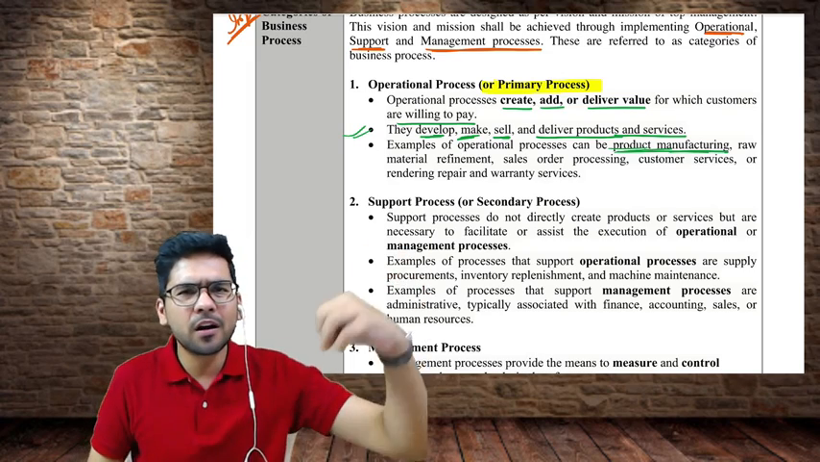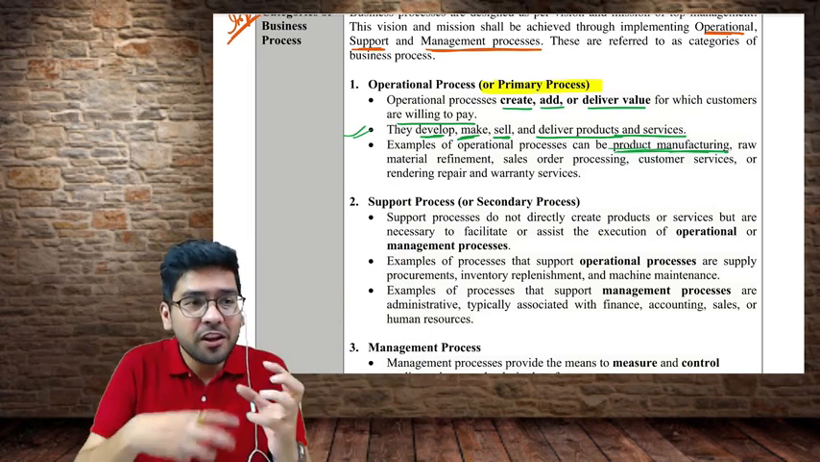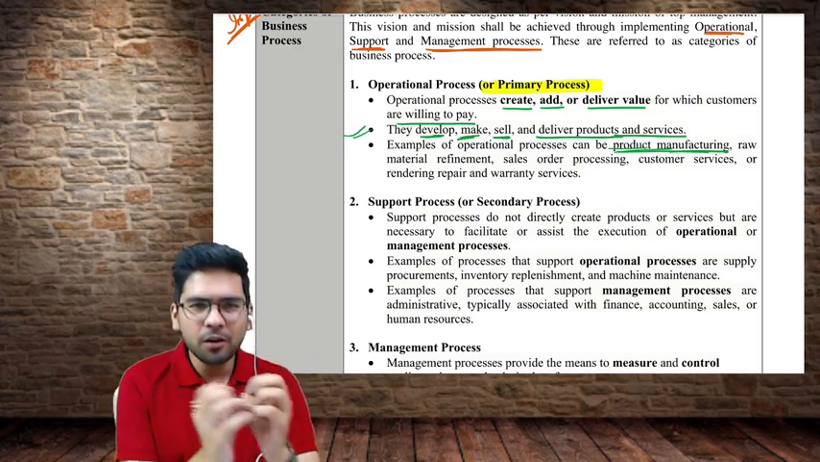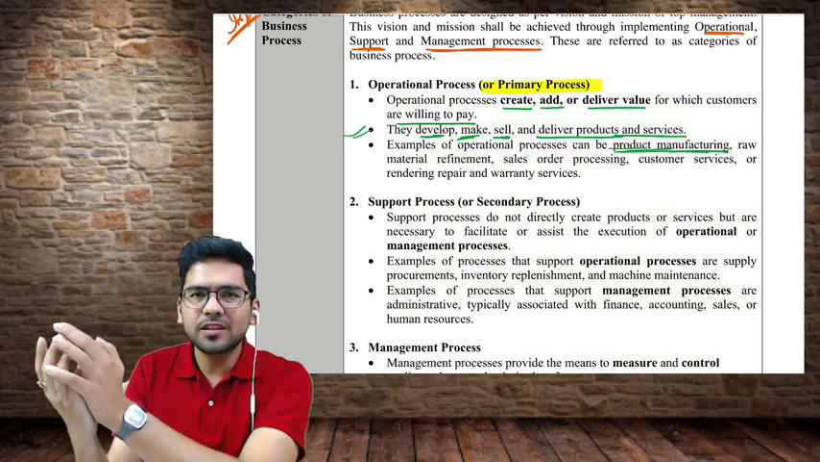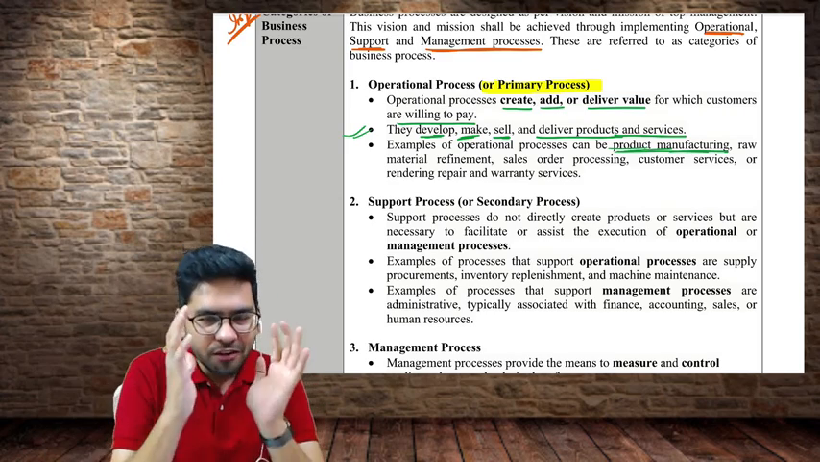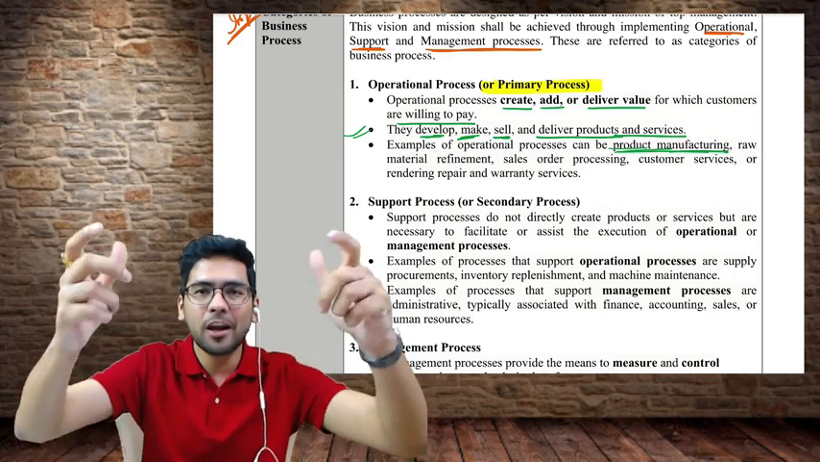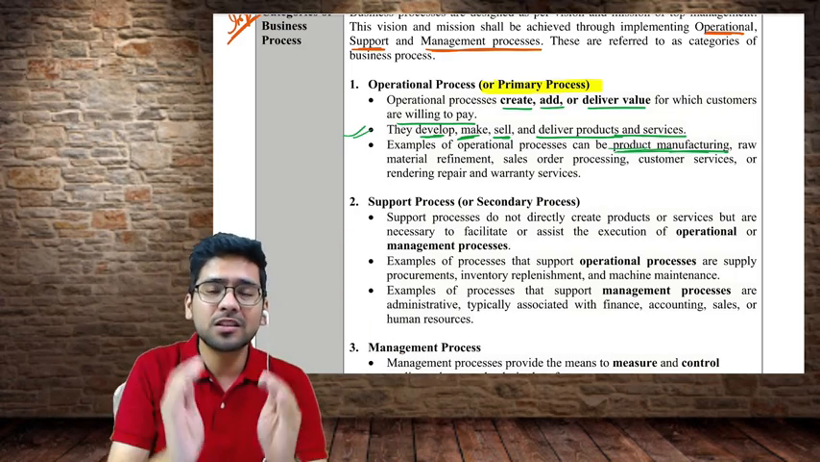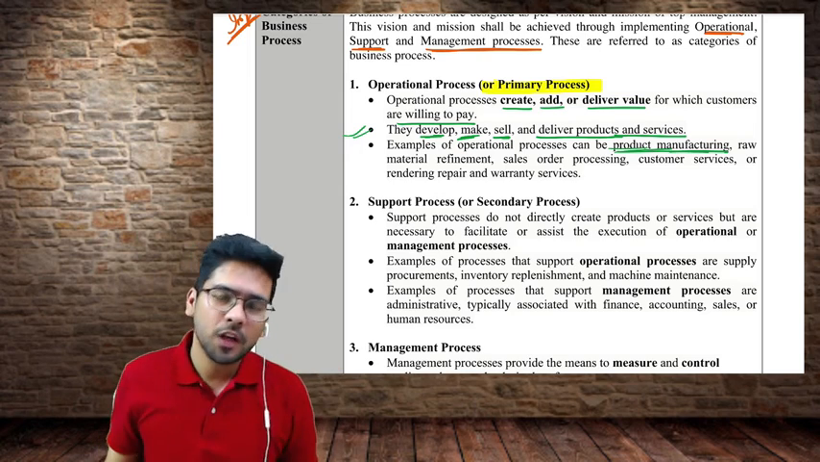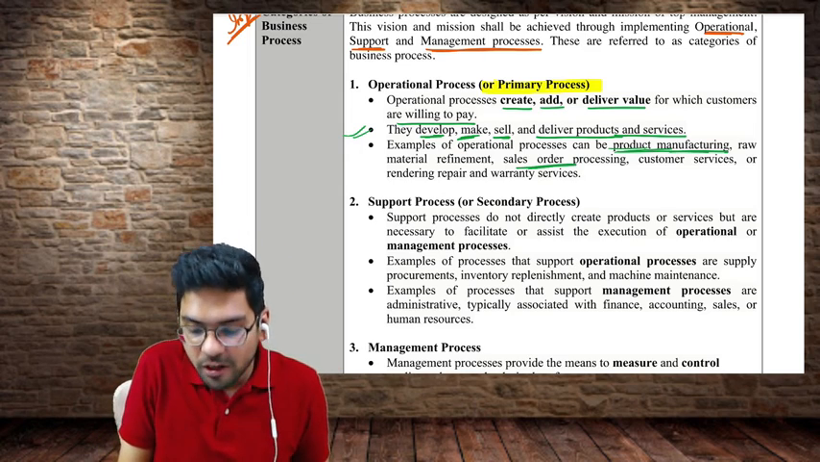Okay, so we bring in iron ore. Then we refine it. We clean it and we refine it, and then we send it for, let's say, production. So this refinement also, because it is adding value ultimately to the final product, is going to be termed as operational process. Then we have sales ordering process.